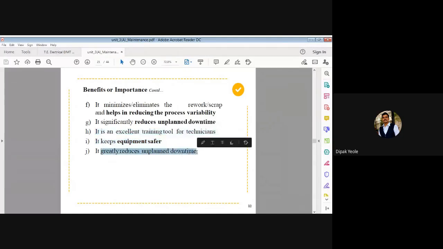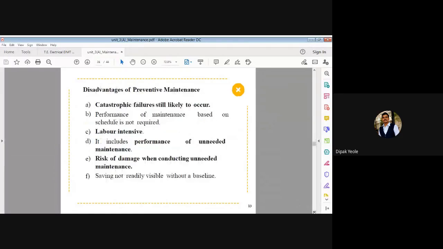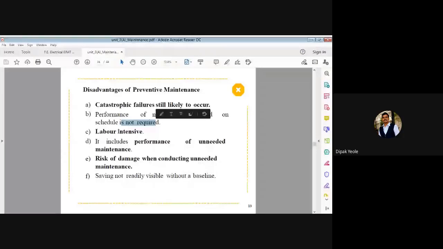Now there are disadvantages also. Catastrophic failures are still likely to occur. We cannot, you can say, make the failure zero. Yes, so after having the preventive maintenance, the faults can still take place. The performance of maintenance schedule is not required. Labor intensive, we have to pay.